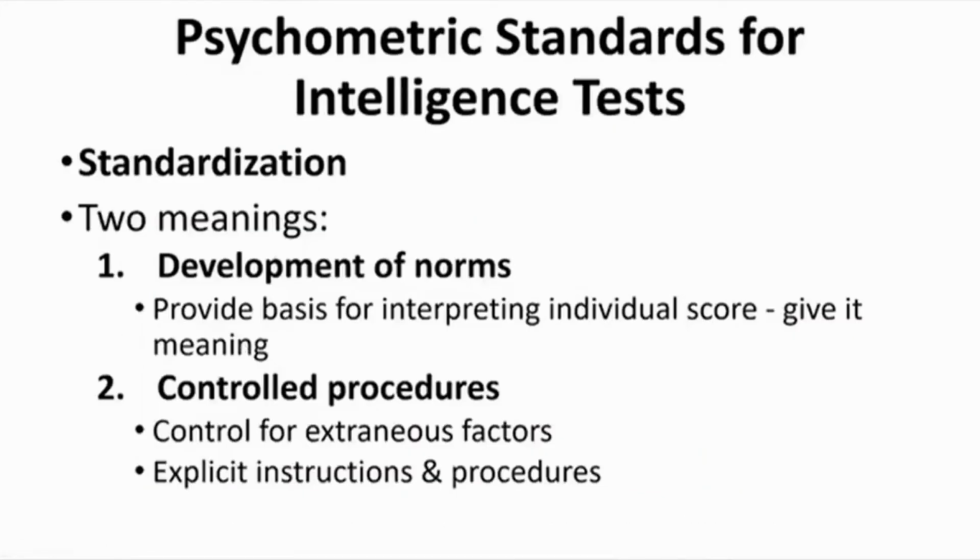The second meaning that we have when we talk about standardization is the idea of controlled procedures. A good experiment should take place in a controlled environment or a standardized environment. And if this is happening, you're controlling for extraneous factors. You're holding all of our other potential confounding variables constant.